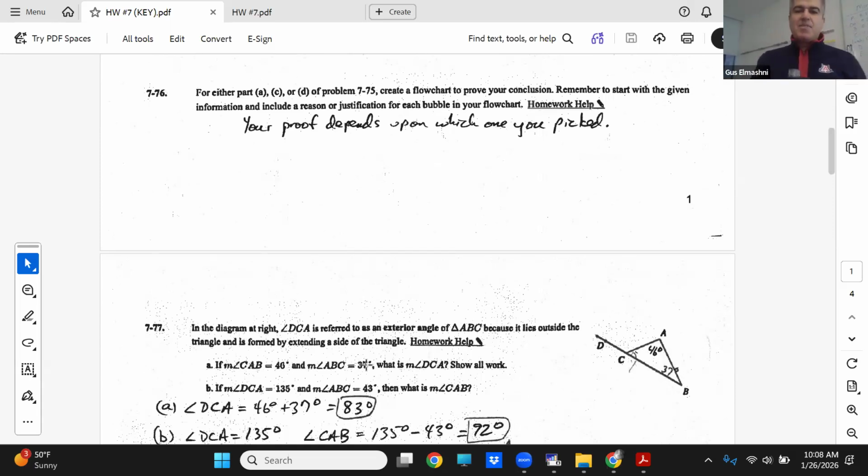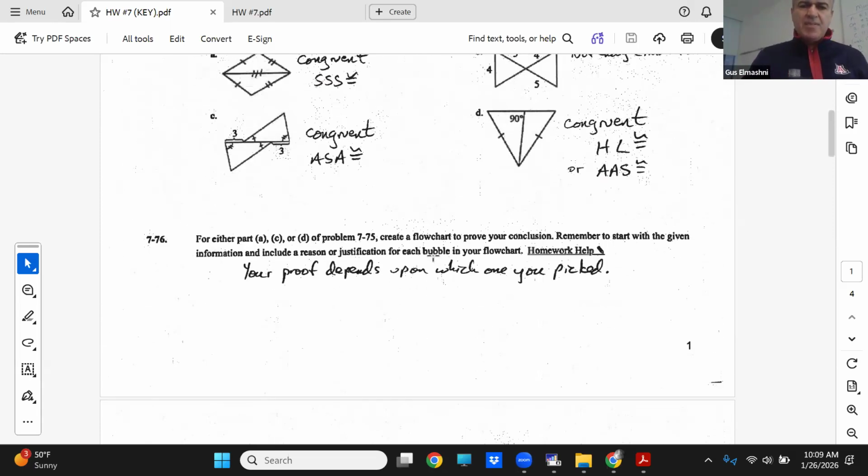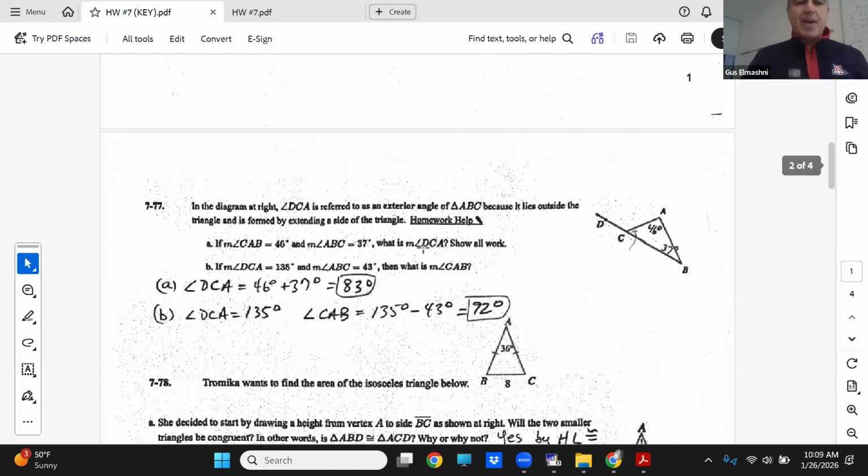Anyway, for 776, it says create a flow chart. Guys, quiet. Girls, thanks. Create a flow chart to prove your conclusion. If you want to choose one of them, do it. We're going to do some proofs later today, so we'll just skip that for now.